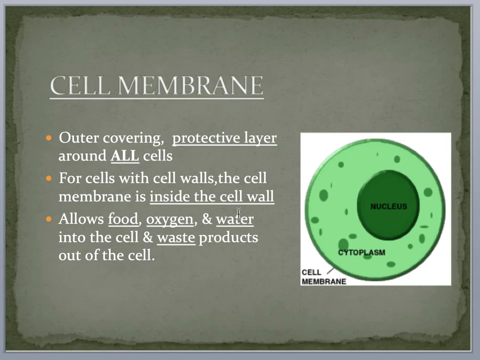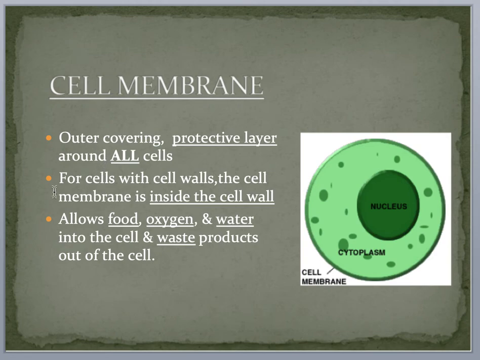Cell membrane is another boundary. From the outside, it's cell wall, and then cell membrane. It's the second membrane in plants, fungi, and some bacteria, while in animal cells, this is the outermost membrane. It's the outer protective covering around all cells. So it is present in all cells, but in a plant cell, it's not the outermost, it's inside the cell wall. But in animal cells, it is the outermost layer.